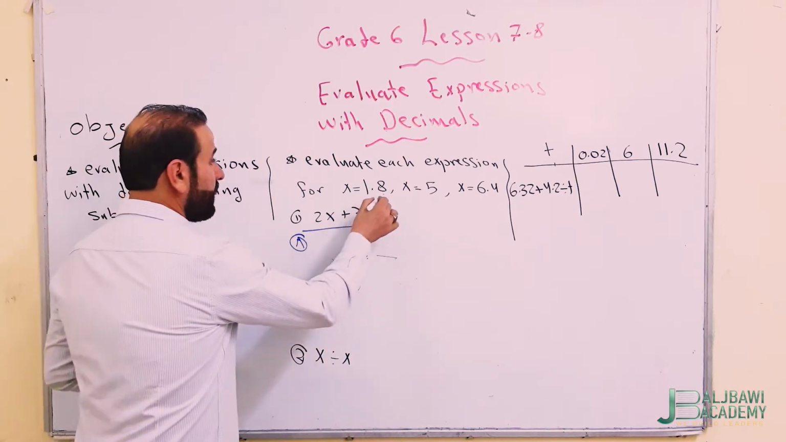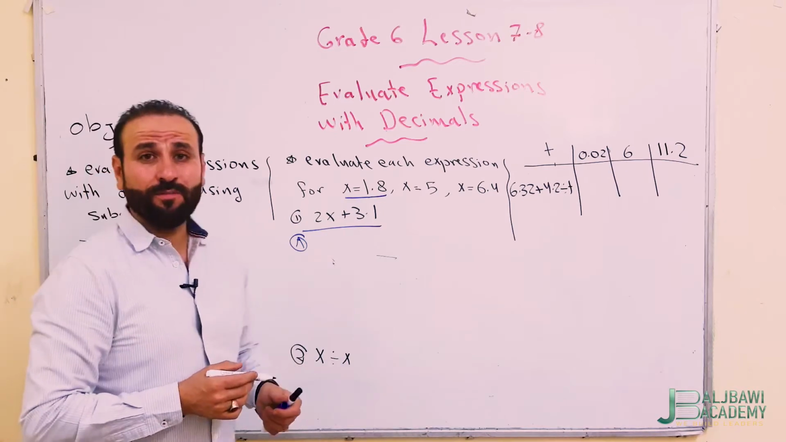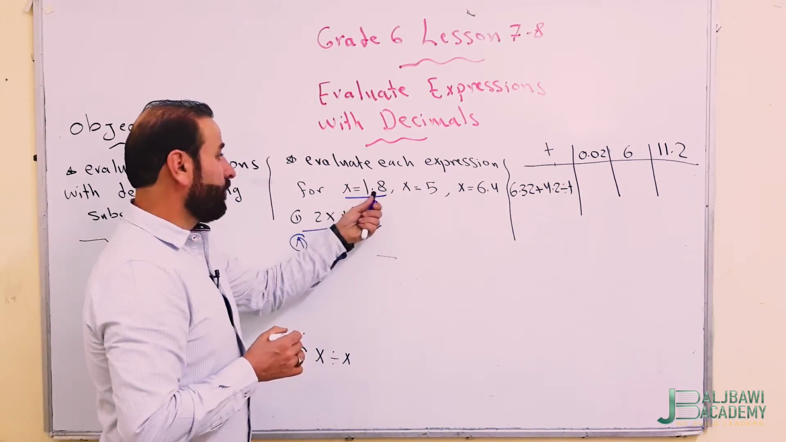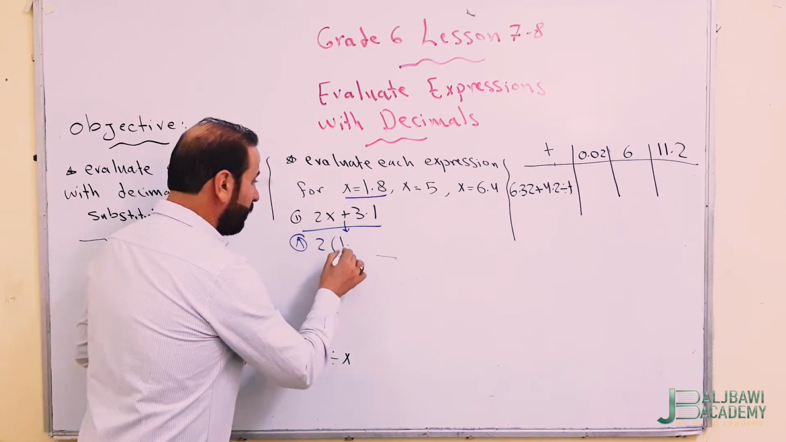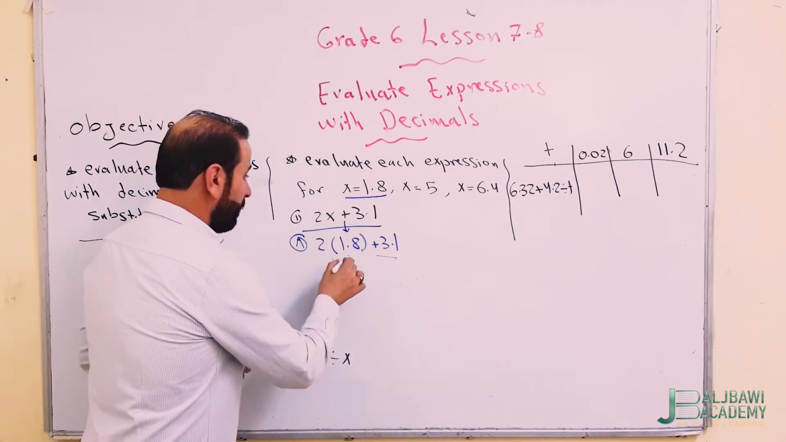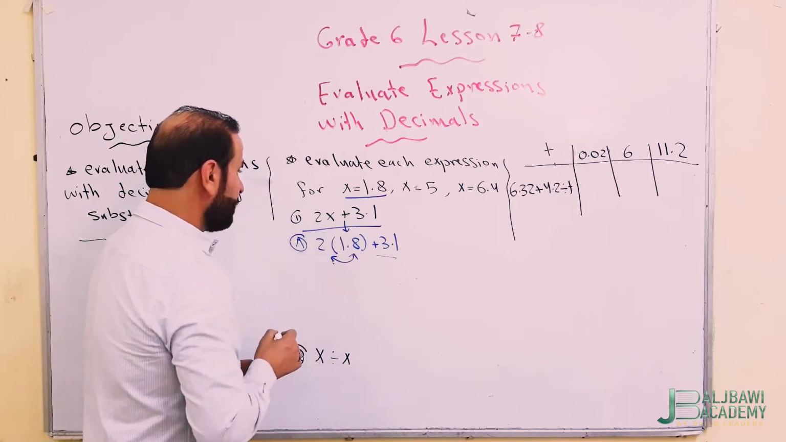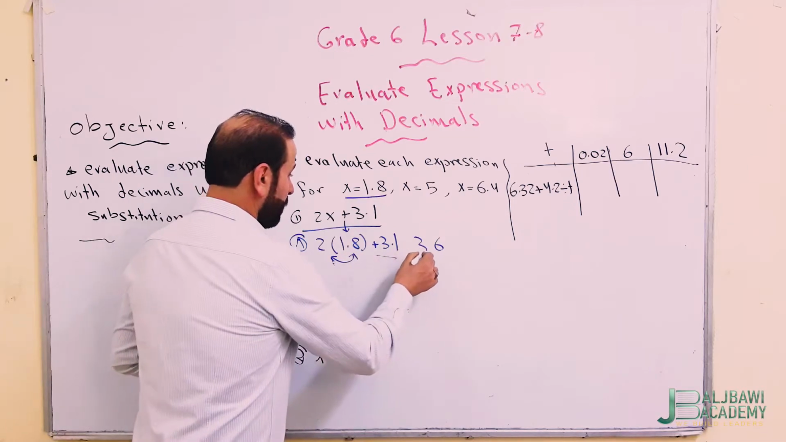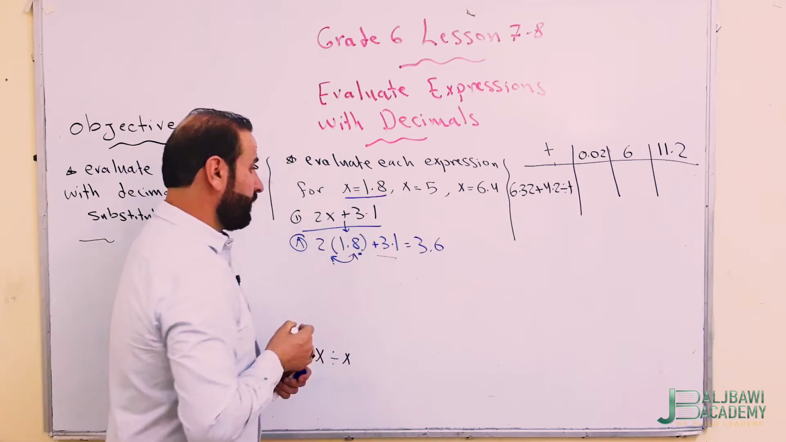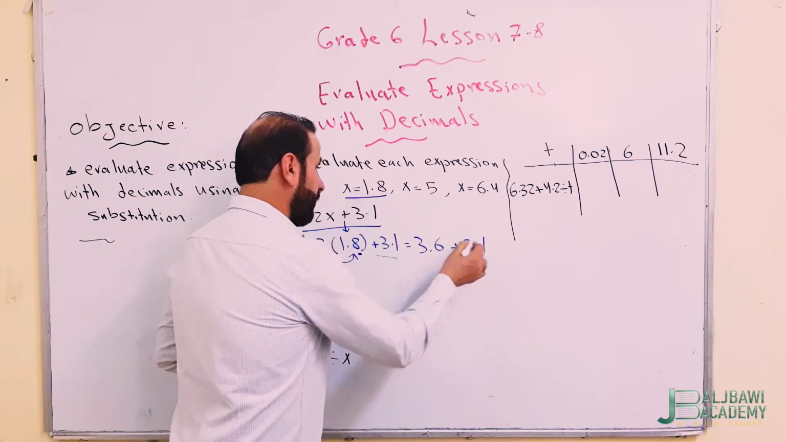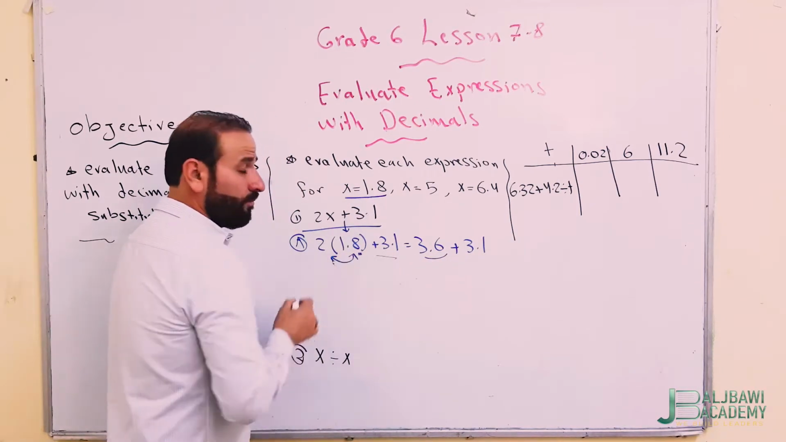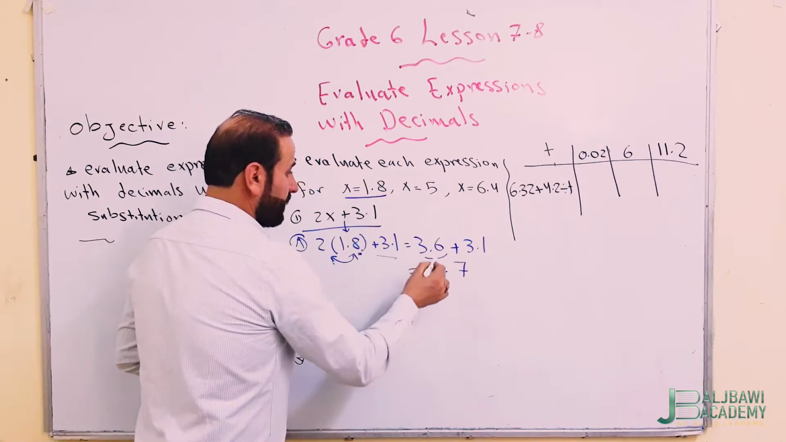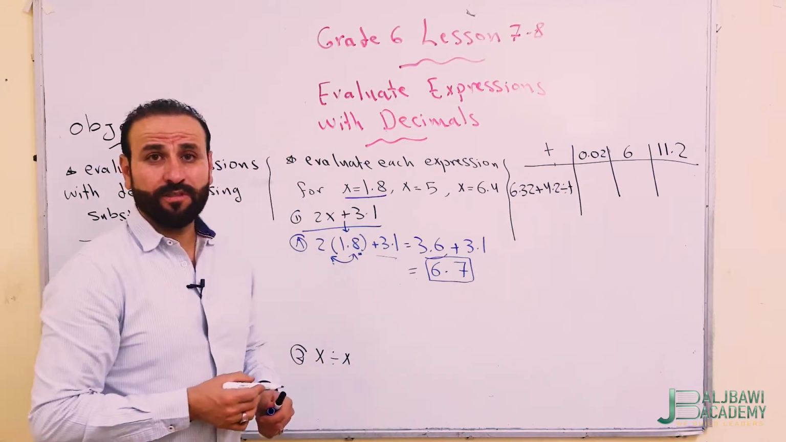So A, this is the first value given for x. The main point, as I mentioned, is to substitute. We take the same expression, but we replace x by the given value, which is 1.8. So 2 multiplied by 1.8 plus 3.1. Now, mentally, 2 multiplied by 1.8: 2 times 8 is 16, 2 times 1 equals 2, plus 1 equals 3. So with one decimal place, we have 3.6 plus 3.1. Now I add them, and we bring down the point. 1 plus 6 equals 7, 3 plus 3 equals 6. So the first value is 6.7.